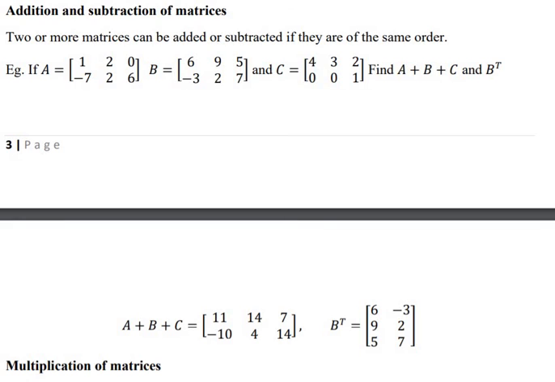Now for getting B transpose, we are provided with B, which is matrix 6, 9, 5, minus 3, 2, 7. We are just interchanging the rows and columns. Here 6, 9, 5 is the first row of matrix B, and on interchanging it, it becomes the column in B transpose. Similarly, the second row in B, which is minus 3, 2, 7, becomes the second column. So we got B transpose as 6, minus 3, 9, 2, 5, 7.